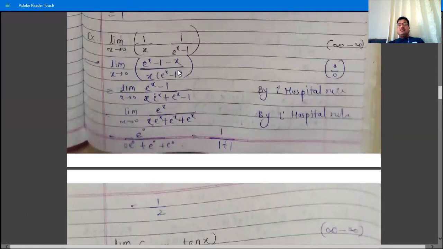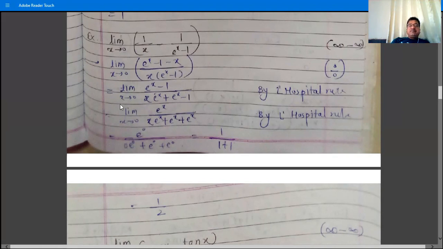e raised to 0 is 1, 1 minus 1 is 0, and the denominator value is also 0. So it is 0 by 0 form: if we substitute x as 0, the limit of the numerator is 0 and the limit of the denominator is 0. So apply L'Hospital's rule. The derivative of e raised to x is e raised to x, minus 1 has derivative 0, and the derivative of x is 1, so minus 1. The derivative of the denominator x into e raised to x minus x, by the u into v rule, is x e raised to x plus e raised to x, the derivative of x being 1, and minus 1 for the derivative of minus x.